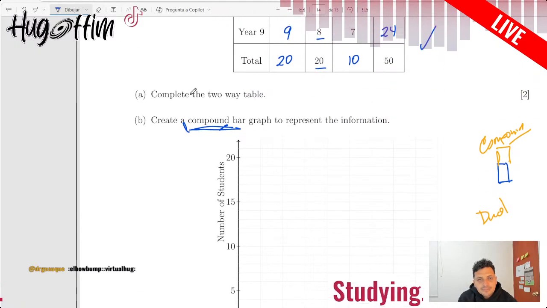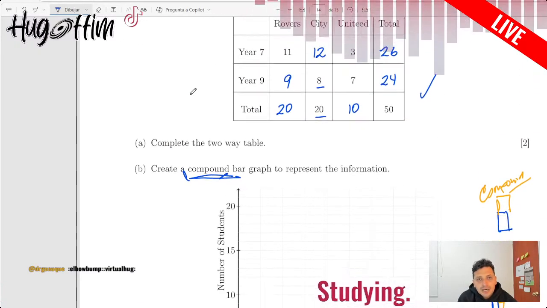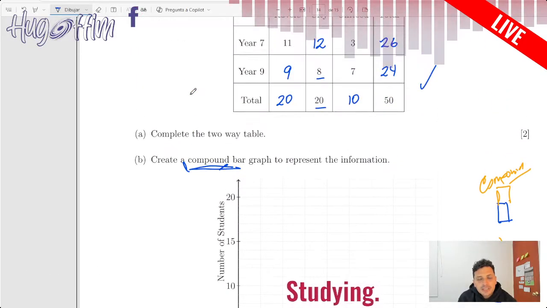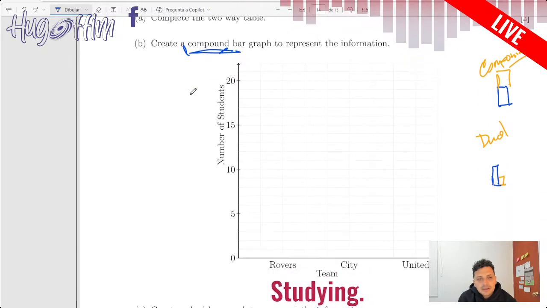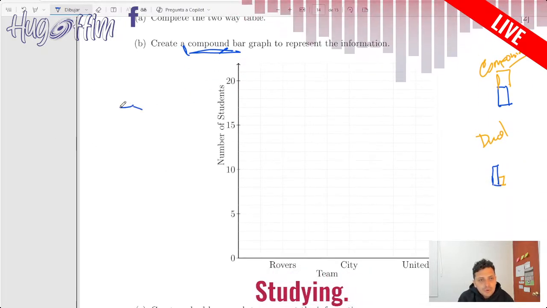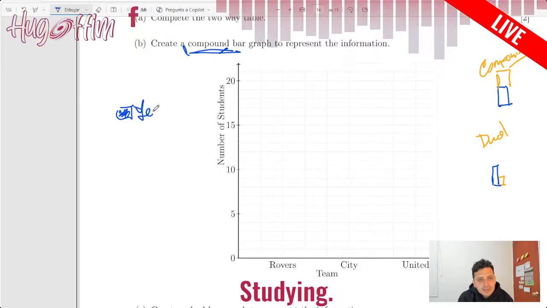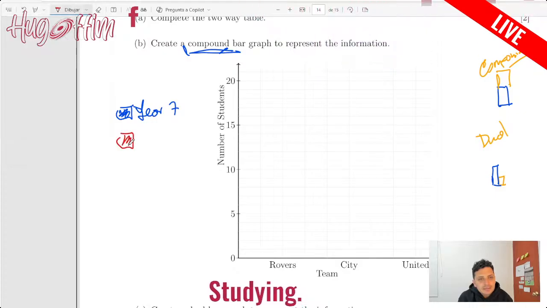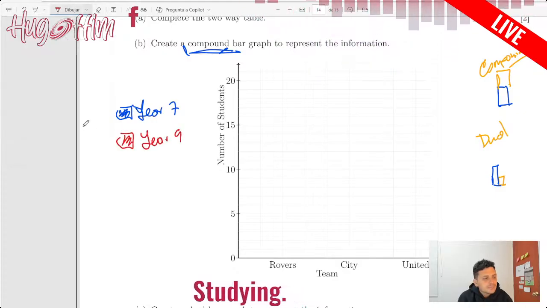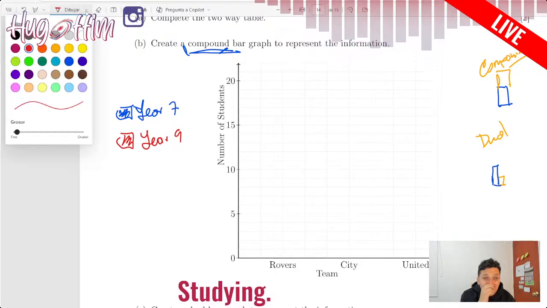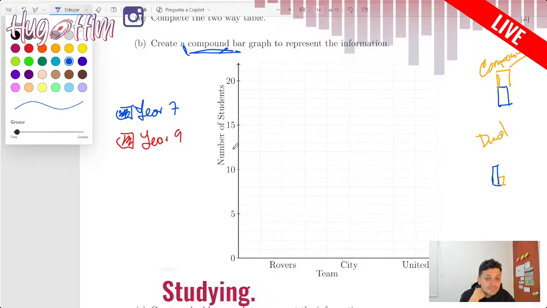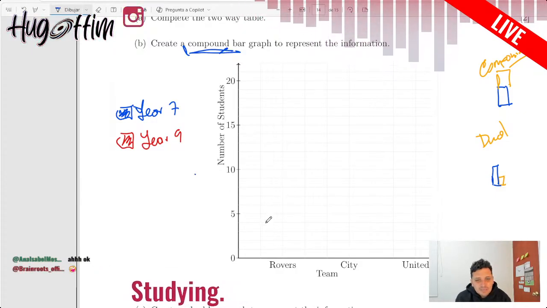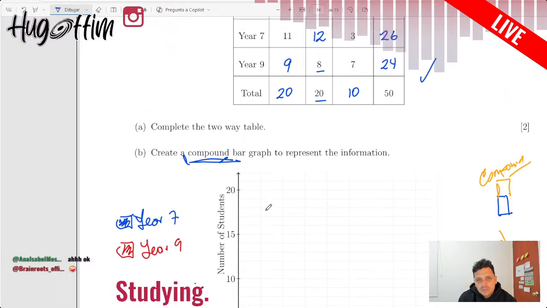So I need the data. So I'm going to choose Robert City United team. So I need to put year 7 and year 9 in bars. So I'm going to choose blue as year 7. And I'm going to choose red as year 9. This is what I'm going to do. Remember that unfortunately I don't have a ruler here, so it's not going to look like a quite well bar graph. I think you can do it better.